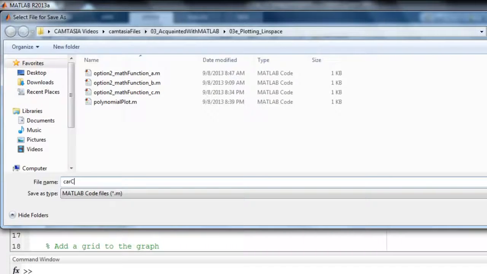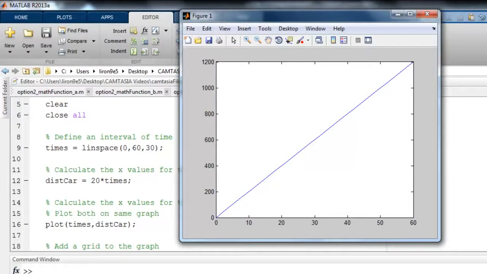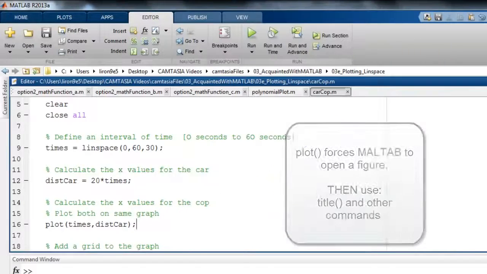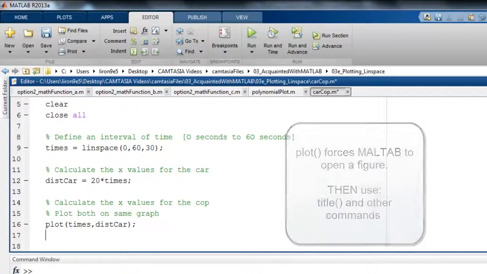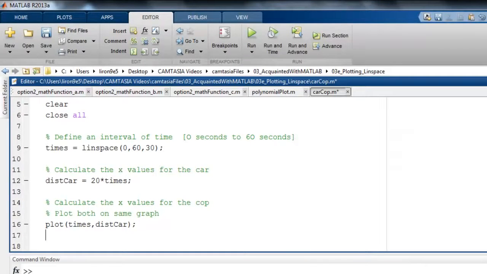It is normal that it is a straight line. After all, it is constant velocity. Let's add a title. Always add a title after the plot command. MATLAB needs a figure open in order to put a title first, so title always comes second. Distance traveled versus time.